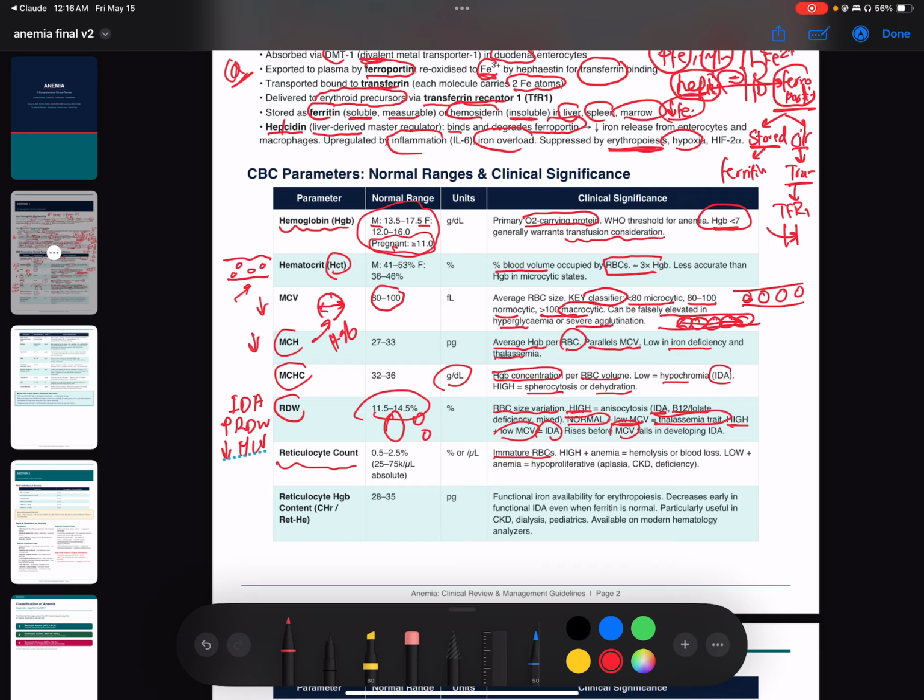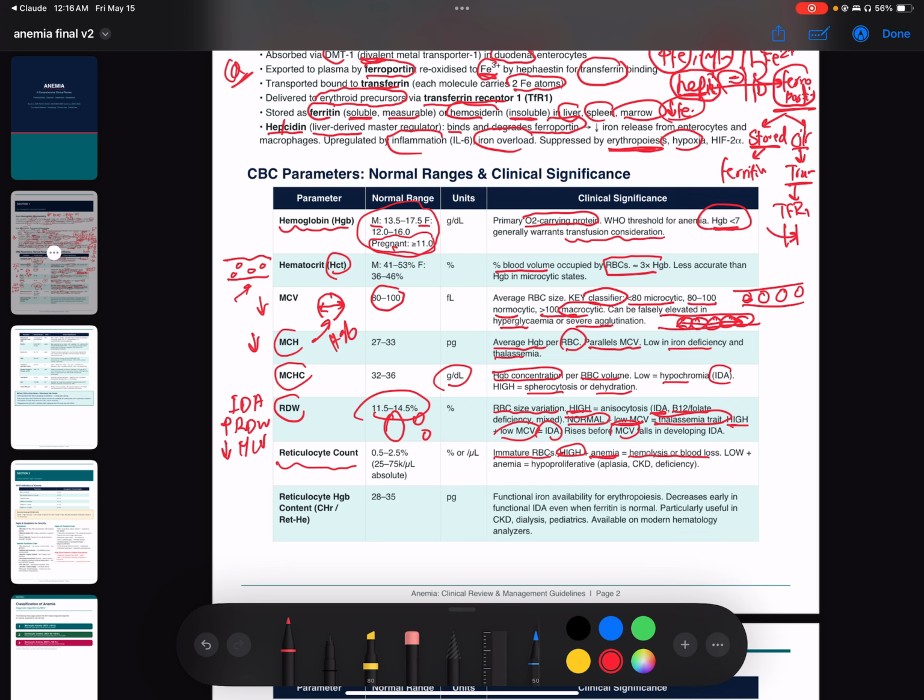Then we have the reticulocyte count, which is immature RBCs. This can be helpful as well, especially in normocytic anemia, because the reticulocyte count mainly reflects how well the bone marrow is able to produce new RBCs. So if you have a high reticulocyte count and anemia, this means the bone marrow is trying to compensate for the anemia, which happens in hemolysis or blood loss.